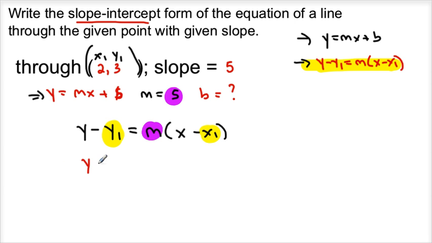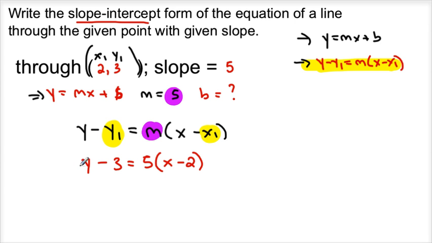So we have y minus y sub 1, which is 3, equals 5 times the quantity x minus, and my x sub 1 is 2. All right, so that's all we did so far. We just plugged into the point-slope form. That's the point-slope form of that equation. Now you want to get it to slope-intercept. So there might be some questions. Write the point-slope form of this equation. They'll give you a point, they'll give you a slope, and that's it. It's that easy. Just plug in the points, plug in the slope, and you're done at that point.